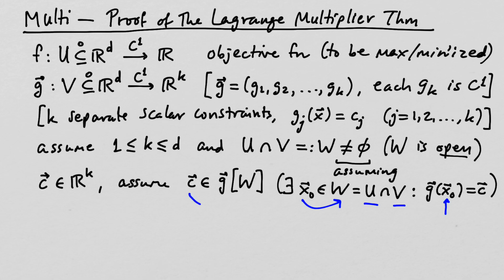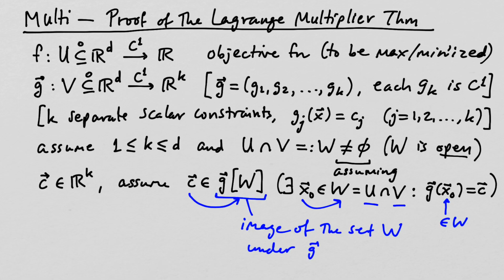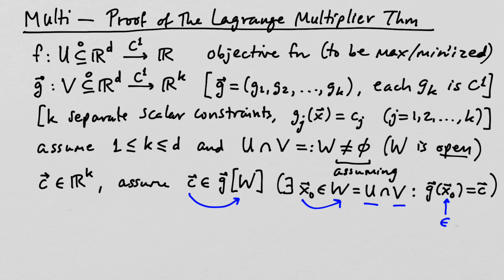And that means that c is in the image of W, because c is the value of g at some point in W. C is precisely the value that g takes on at some point that happens to lie in W. So that's what this exactly means. It's the image of the set W under the mapping g. So the point x0, which is in this set, when you plug it into g, belongs to this image. And that's what c is. C is exactly the value of g of x0. Okay. So anyway, that's a key assumption, just to make sure that the constraint equation has some solutions. The set of solutions of the constraint equation is not the empty set.